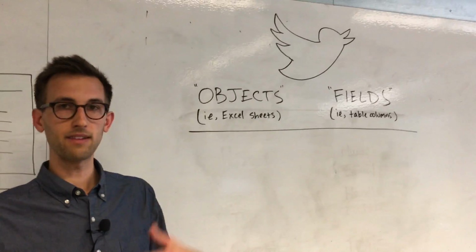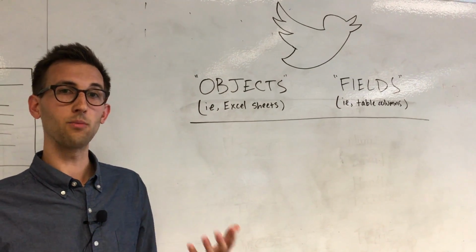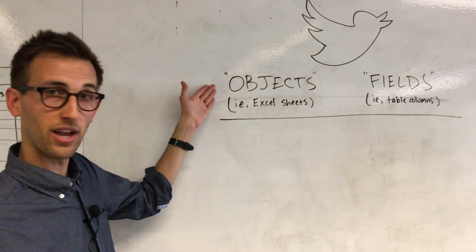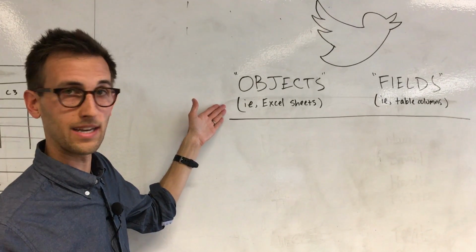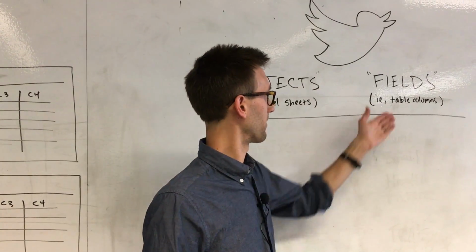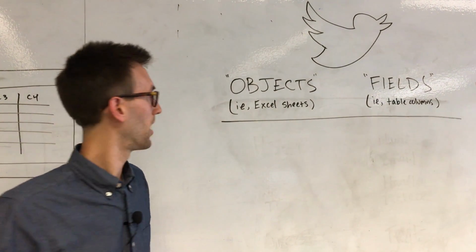Let's take Twitter. So let's say we're trying to create Twitter for the first time. What we would suggest is starting with the database and going through a simple exercise of capturing the data objects. In other words, what sheets do we need? What things do we need information about? And then the data fields. In other words, what columns of information are we capturing about each of those objects? So let's run through it.